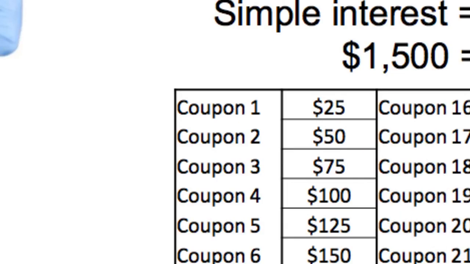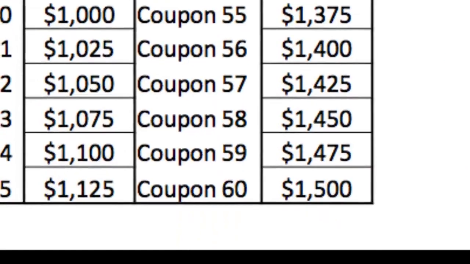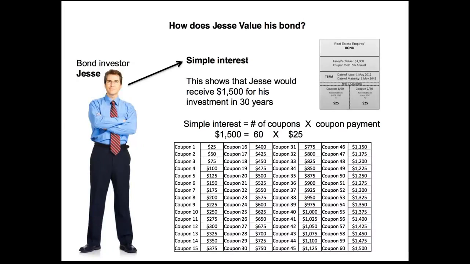As you continue to scroll down through the chart, you can see as we arrive at coupon 60 that Jesse has $1,500 from all the coupons. The way that was figured out was pretty simple, and I guess that's probably why they call it simple interest: you just take the number of coupons, which for this 30-year bond, he would receive 60 coupons, and you multiply that by the coupon payment, which is $25, and you can see it adds up to $1,500.